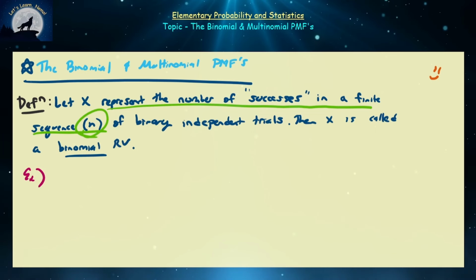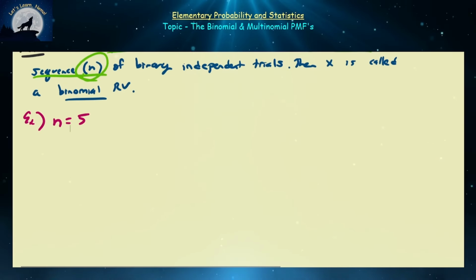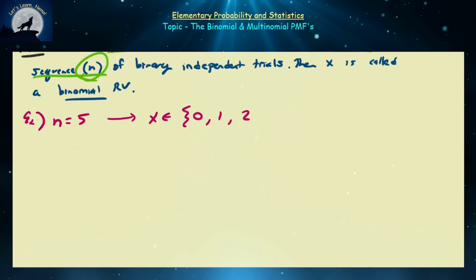So let's just start off with a quick example. Let's assume that you have 5 trials, and I ask you, what is the number of successes that you could have in that sequence of 5 trials? Well, X could be 0 because if you try 5 times, you could fail every single one. You could succeed once, you could succeed twice, 3 times, 4 times, and at most 5, right? So if n is equal to 5, then X ranges from 0 to 5.